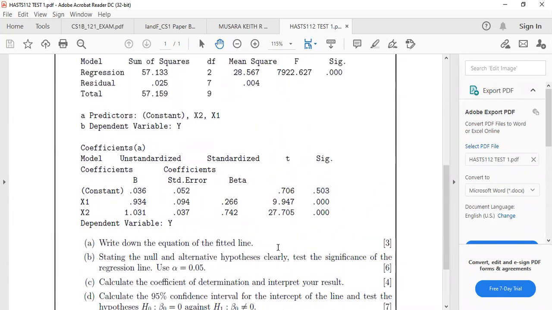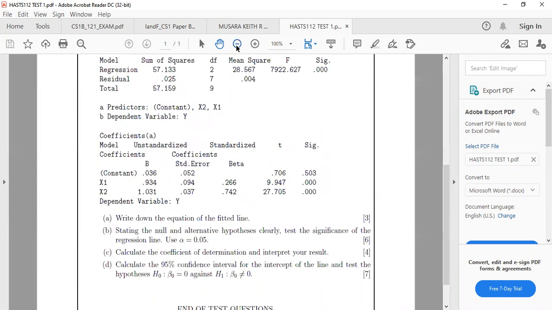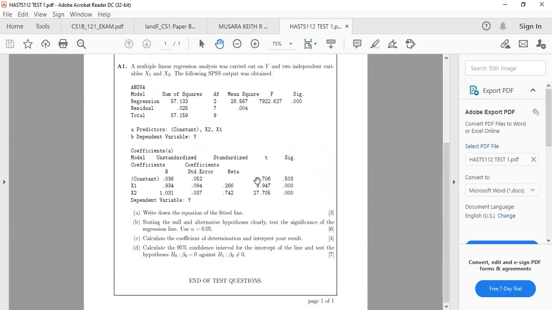So any questions, guys? Any questions? Sir, using the information provided on the output, can we find the coefficient of variation? Yeah, you can find it because you need to get, no, you can't get it unless you need to get y bar. Because coefficient of variation is S over y bar multiplied by 100, right?